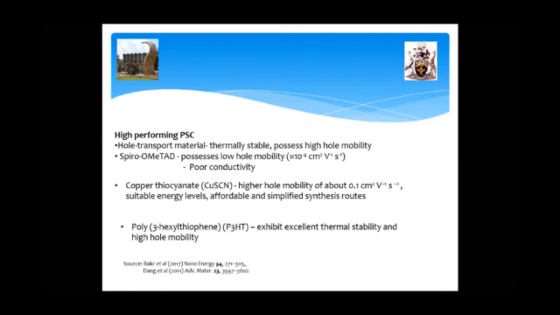Now, also to have high-performing perovskite solar cells, we need to work on the hole transport material. These hole transport materials need to be thermally stable. They need to possess high hole mobility. And as we know, currently, spiro-OMeTAD, which is the most commonly used hole transport material, possesses low hole mobility, and it also possesses poor conductivity.